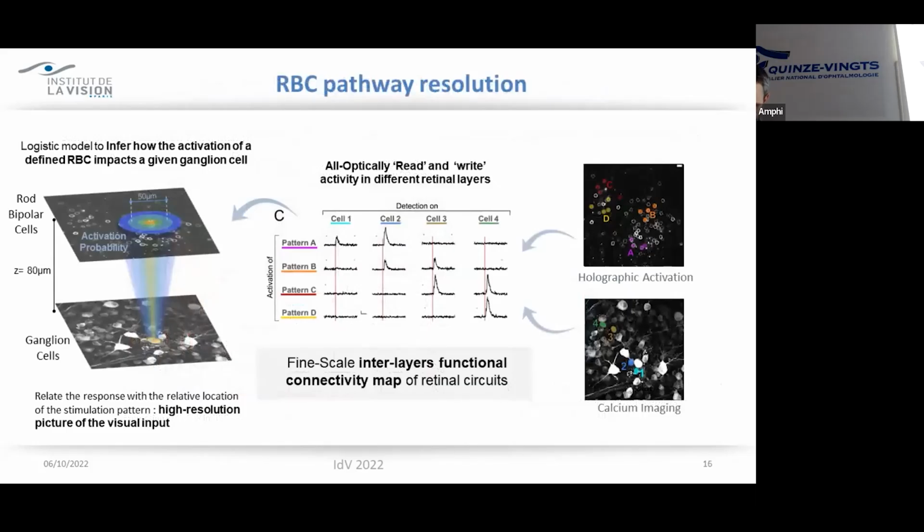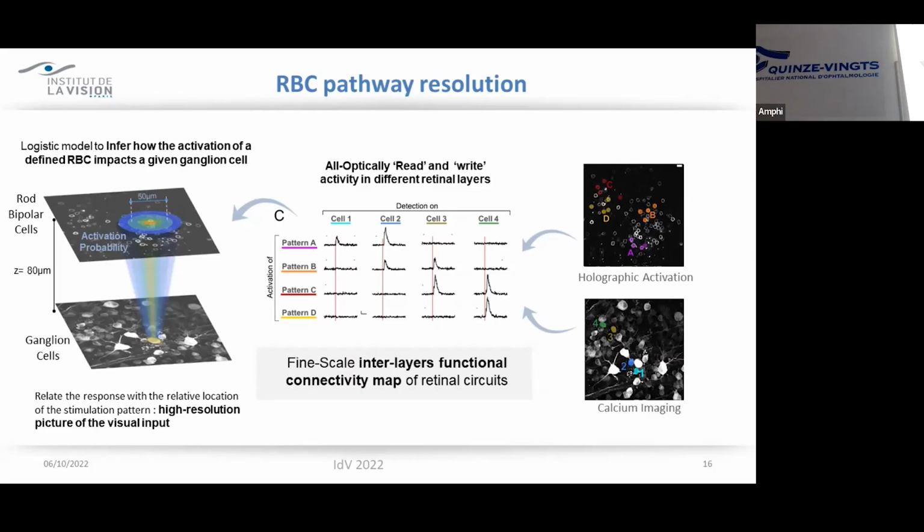And so we did many different trials in which we produced different patterns of activation of the rhodopipular cells, and then we put together the data and we modeled a bit what we observed. And what we found out was that the response of the ganglion cells was quite confined laterally to the position of the rhodopipular cells.